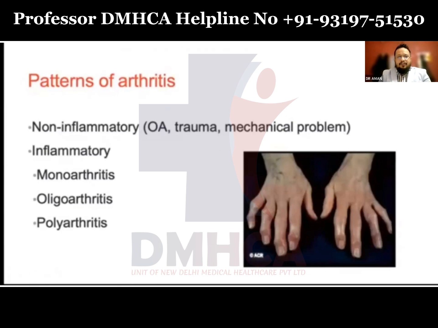There is non-inflammatory: osteoarthritis, trauma or mechanical problem. The inflammatory ones are monoarthritis, oligoarthritis, and polyarthritis. So the patterns of arthritis are: first one is non-inflammatory, second one is inflammatory. In non-inflammatory, the arthritis are osteoarthritis, traumatic arthritis, mechanical problem arthritis. And then inflammatory arthritis, we have monoarthritis, oligoarthritis, and polyarthritis.